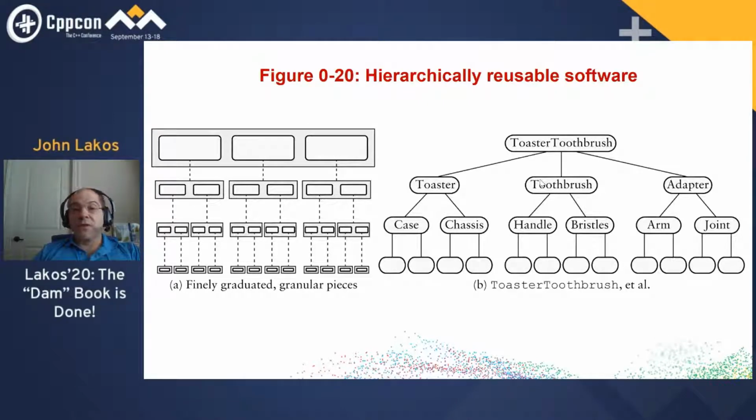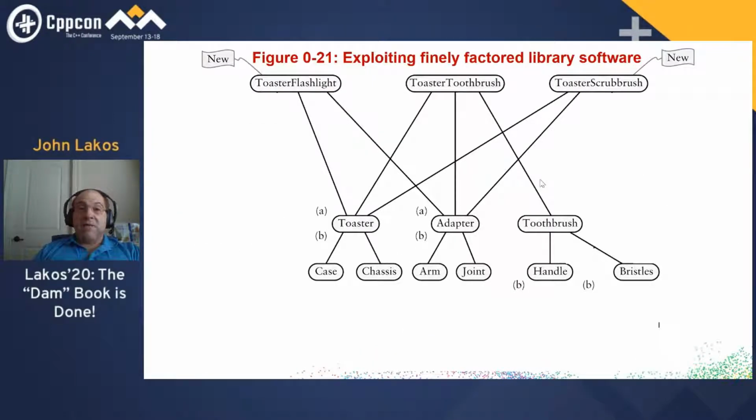If you imagine the toaster toothbrush has a toaster, a toothbrush, and an adapter. And each one of those is broken down into its subparts. As you can see, a case and a chassis, a handle and bristles, an arm and a joint, and so on and so forth until you get down to something that can be implemented independently, some sort of atomic piece that doesn't make sense to further decompose. And you'd be surprised how far that goes down. And by the way, those things do reconverge. At the very bottom, you'll find there aren't that many pieces that you need. At the very bottom, there are a few very fundamental pieces that are reused very, very many times throughout your software system. So now let's take a look at exploiting what we'll call finely factored library software.